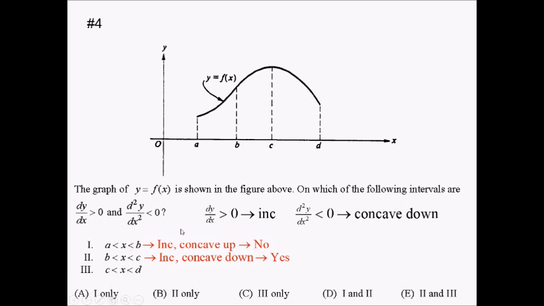Now option 3, C to D, on that interval we're actually decreasing, so that already is not what we're looking for. So then only option 2 meets the conditions they set forth. So that would be choice B.